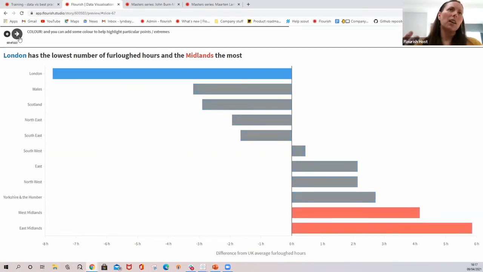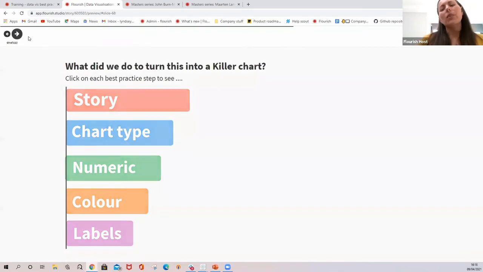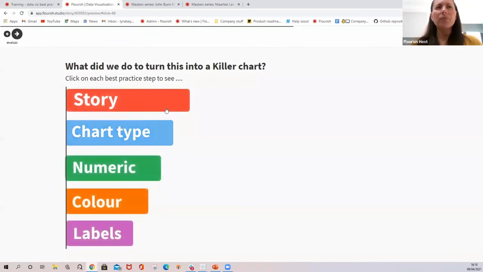And again, we can use colour and simple design things to draw attention to things. So here, as Nika mentioned earlier, we're using blue for this feeling of this is cooler, this is less. London has a lower number of furloughed hours, and the Midlands, which we want to draw attention to, have a higher number of average furlough hours. So you can bring colour into bar charts as well as line charts to focus attention on them. So that was just a quick bar chart example.